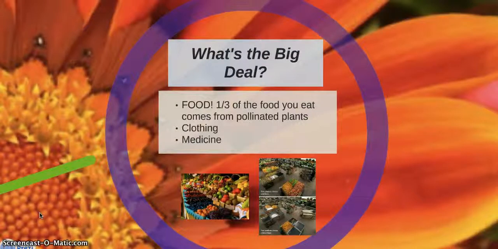But why should we care about pollination? I mean, what is the big deal? Well, the biggest reason is that one third of all the food we eat comes from pollinated plants, and most of those plants are pollinated by bees.